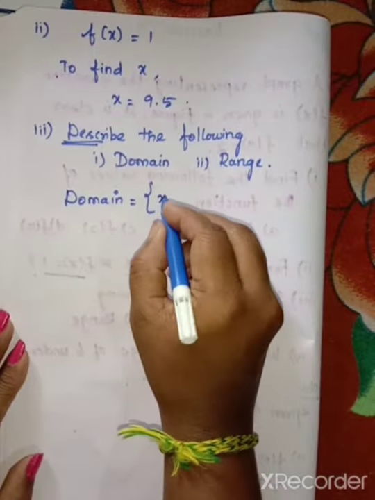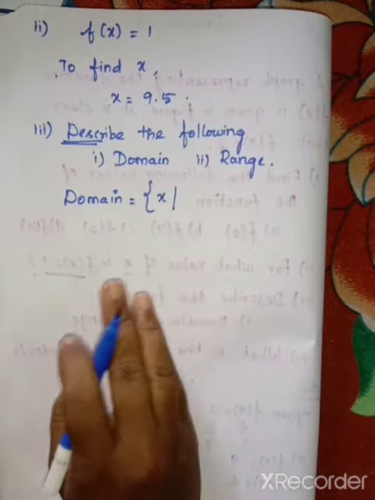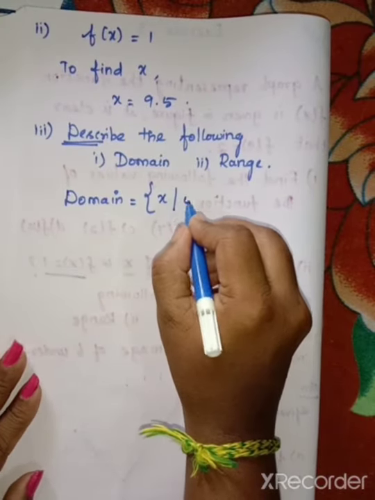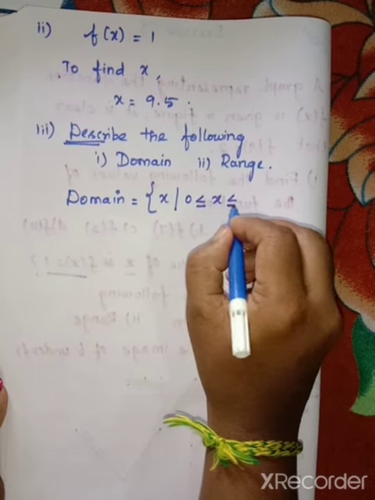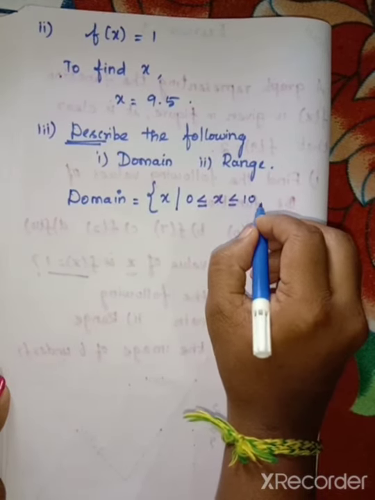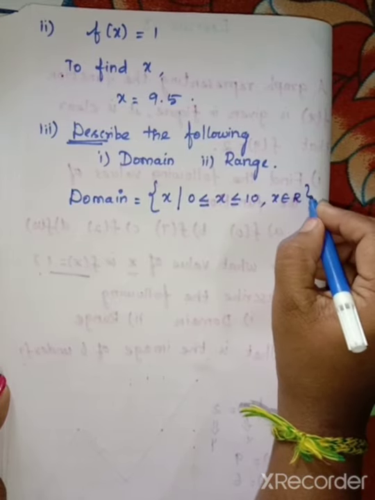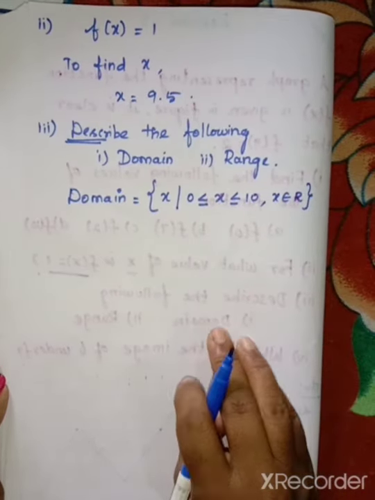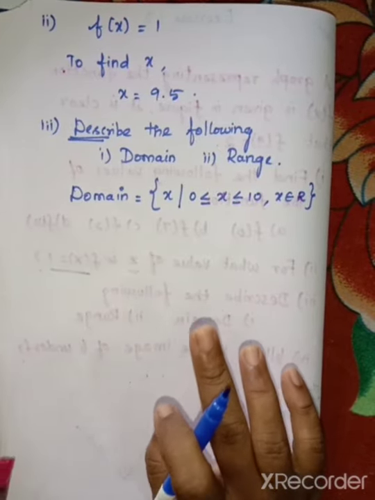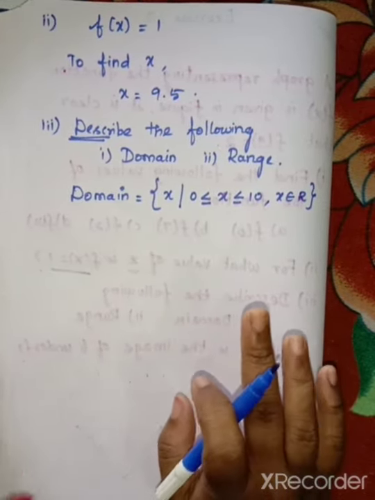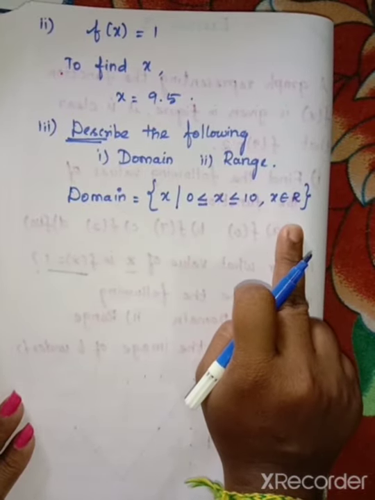So x such that, from start to end, 0 less than or equal to x less than or equal to 10. Here x belongs to R, because they didn't mention natural numbers, whole numbers, or anything like that. So we consider real numbers. Whenever they don't mention it, you have to write real numbers.